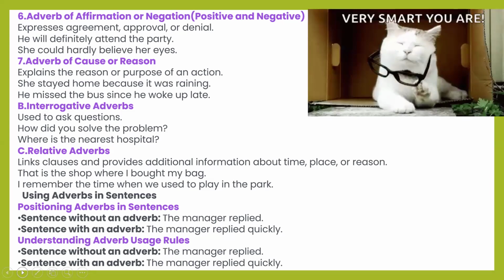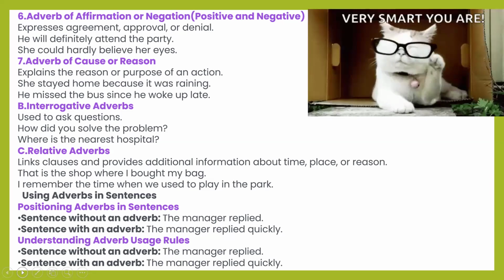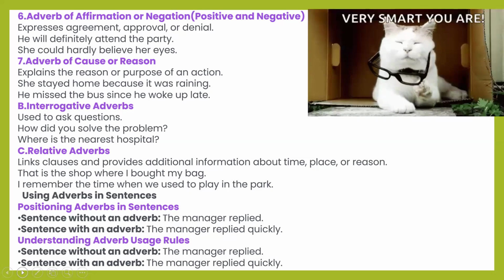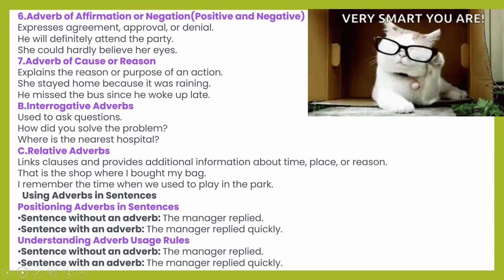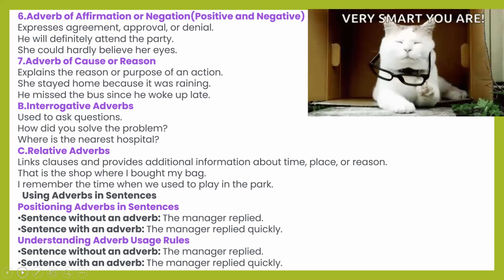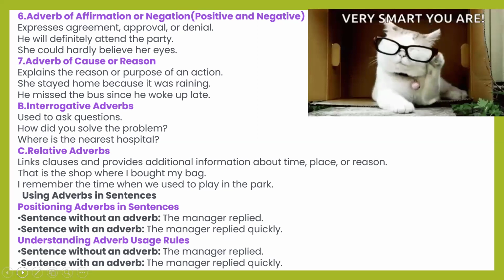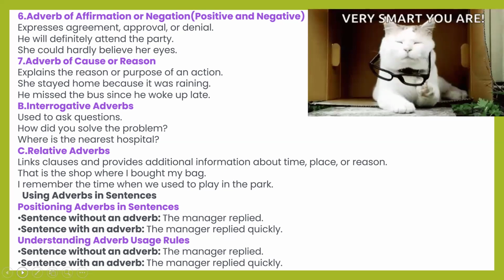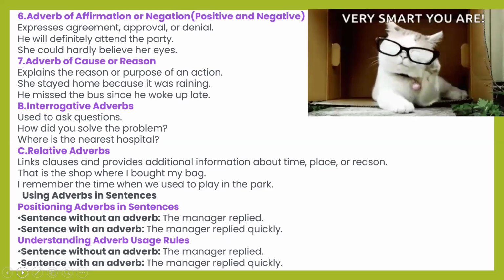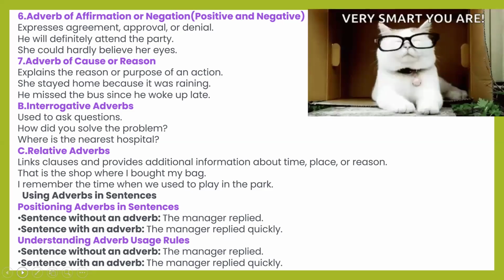Using adverbs in sentences, we are learning to position adverbs in a sentence. How do we make a sentence without an adverb? The manager replied. There is no adverb. Now a sentence with an adverb: the manager replied quickly. In this case, quickly is an adverb. We have to understand some rules when we are using adverbs in our sentences. Sentence without an adverb: the manager replied. Sentence with an adverb: the manager replied quickly.